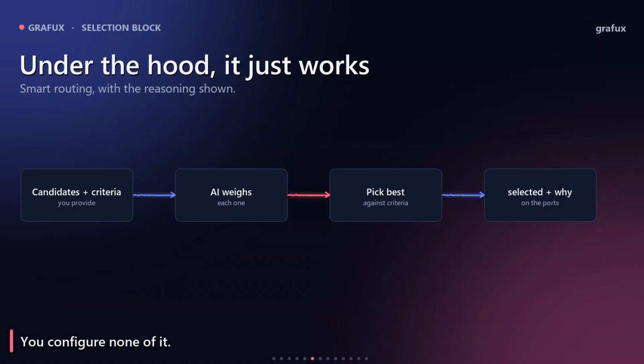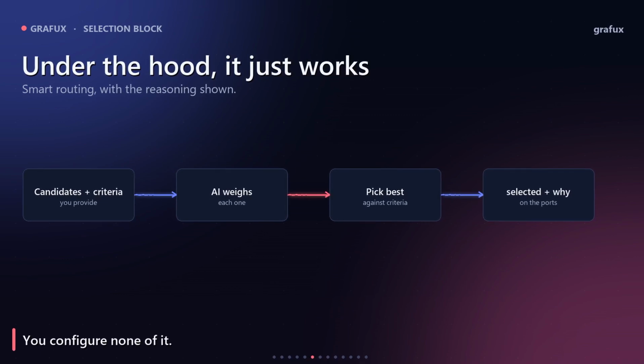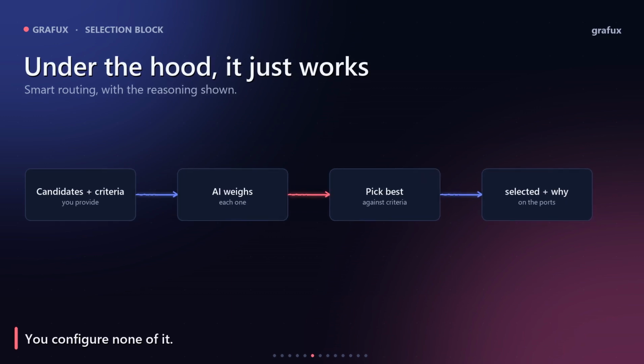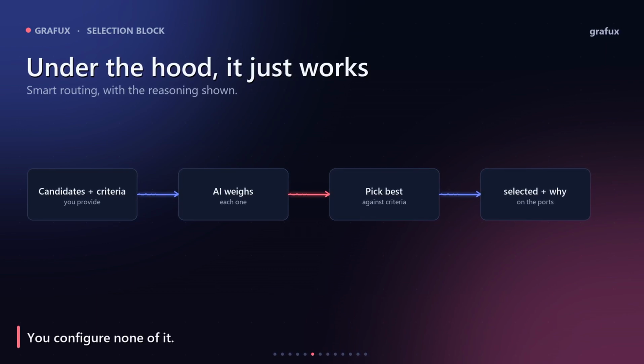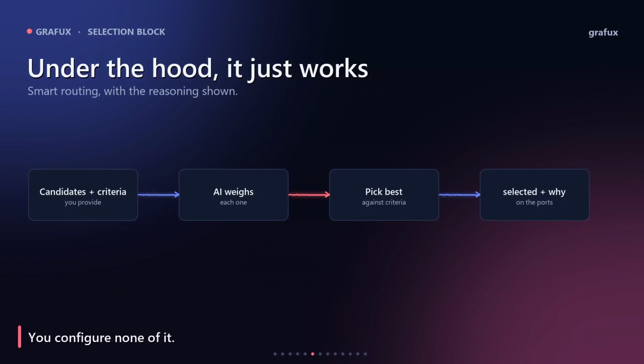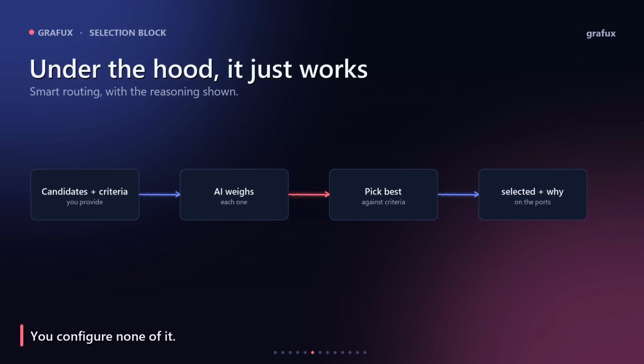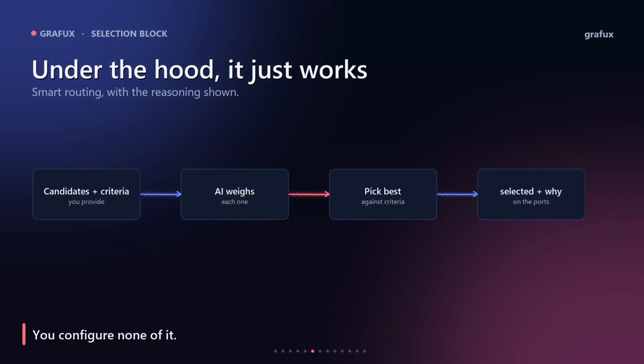So, how does it actually work? Here's the clever part. Under the hood, it just works. Smart routing, with the reasoning shown. From the second you press run, the selection block handles every step for you. No servers to set up, no plumbing, no configuration. All the heavy lifting happens quietly in the background, so your canvas stays clean and the complexity stays completely out of your way.